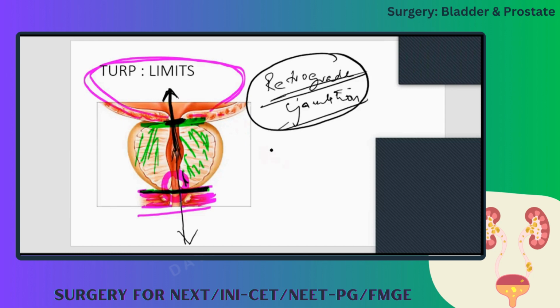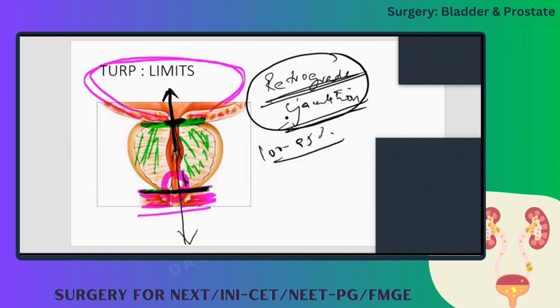If you do 100 TURPs, 95% will suffer with this complication, so you have to explain it beforehand. Instead of semen coming outside through the external meatus, the semen will go inside the bladder because the bladder neck is weak. You have made it weak. Clear this point?